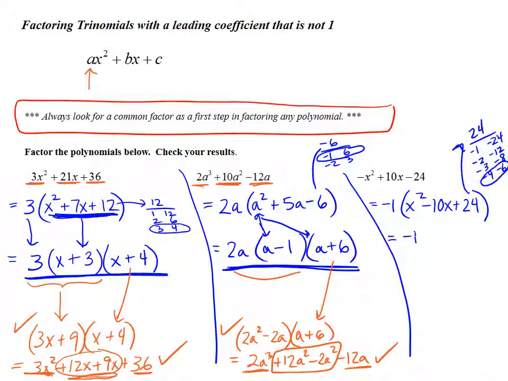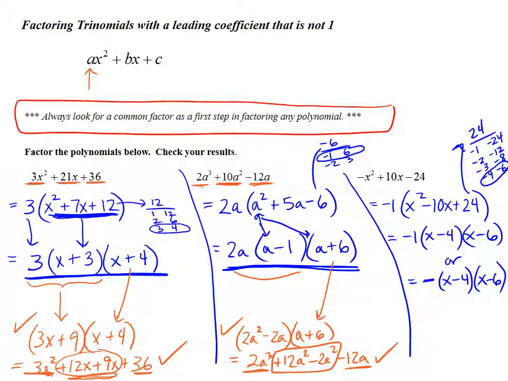So I have a negative 1 times parentheses x minus 4 and x minus 6. Now, an alternate way to write that negative 1 is just to write that as negative x minus 4 in parentheses and x minus 6 in parentheses. So instead of writing a negative 1, you could just write a negative out front.